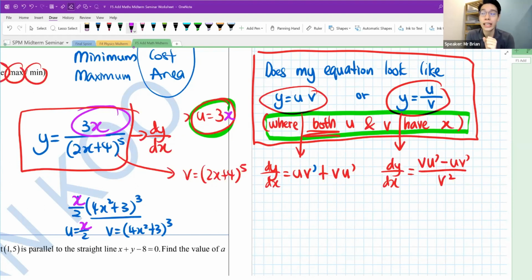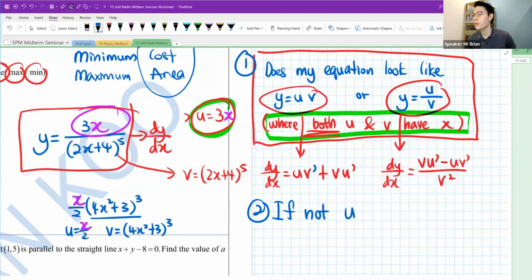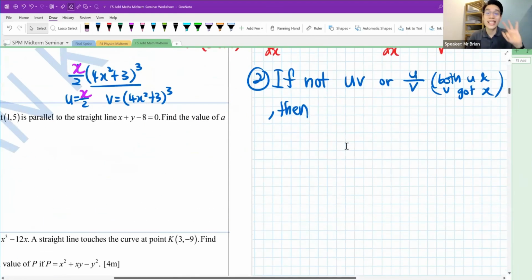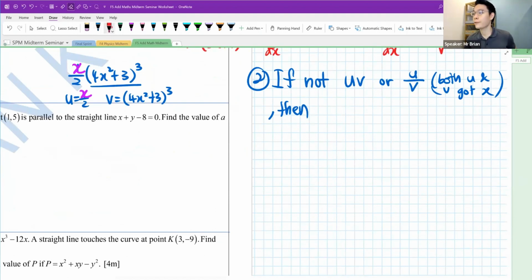The problem I always get is a lot of students simply use the product rule, simply use the quotient rule. So if both u and v got x, then I must do it. But if don't have, don't bother. So first thing is to ask yourself this. Then second thing, if it is not UV or U over V where both have x, then what do we do? I will do what I call the 3 steps method. Then you have to do 3 steps only.